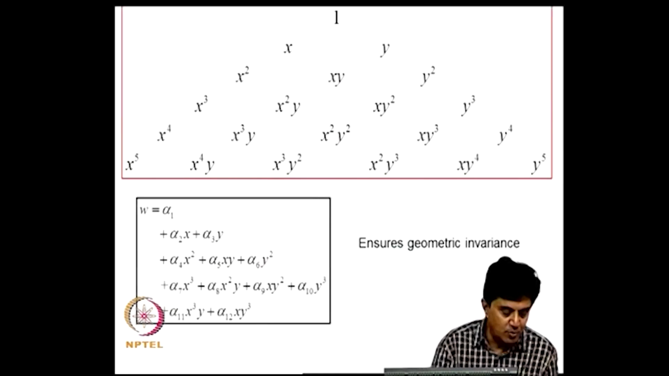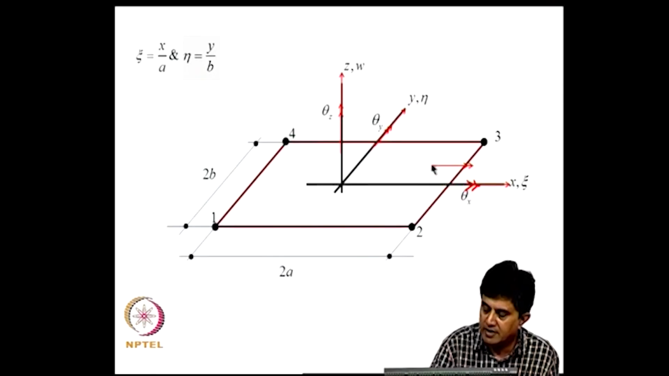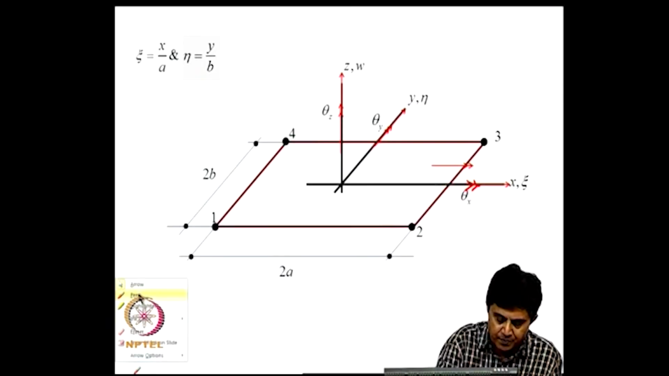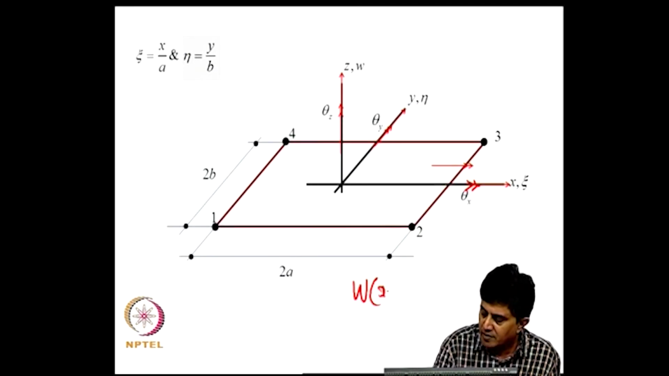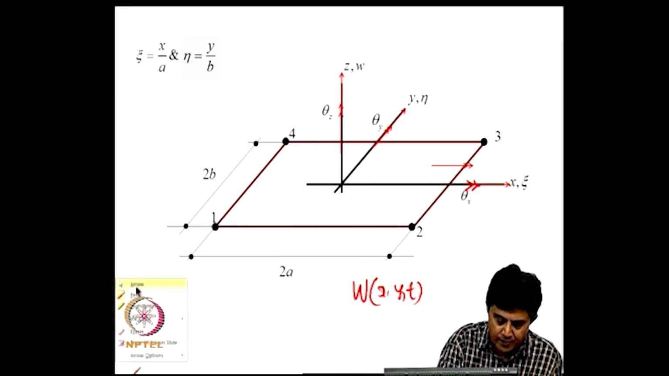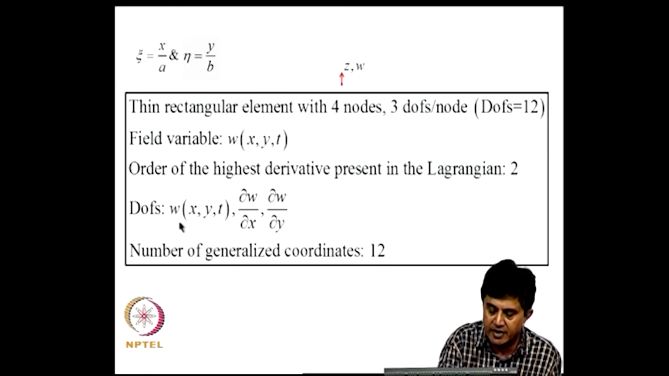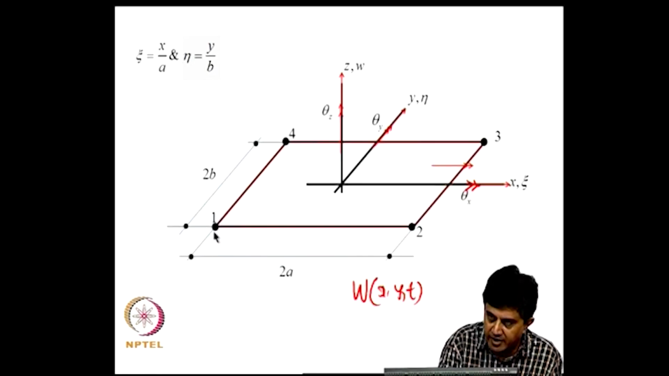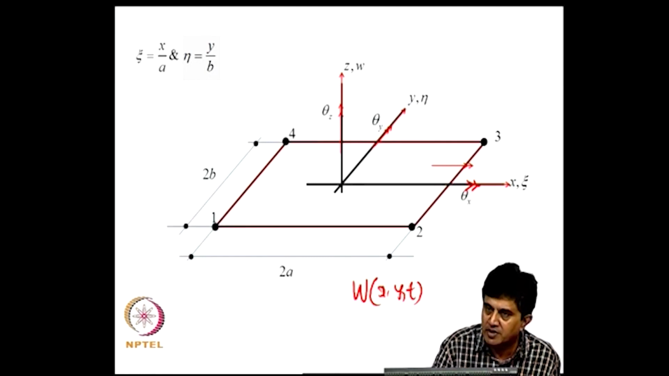Now, the displacement field within this element, what is the displacement field? This is W of x, y, comma t. This has to be now written in terms of nodal values of the field variables, which should be, the degrees of freedom should be W, dou W by dou x, dou W by dou y. So, there are 3 nodal degrees of freedom here. So, the W needs to be represented in terms of these 12 nodal displacement values.